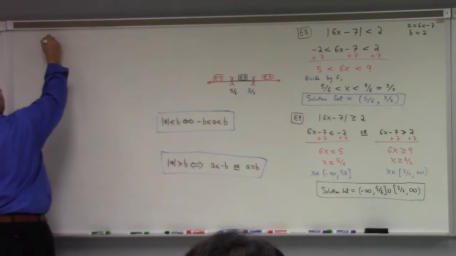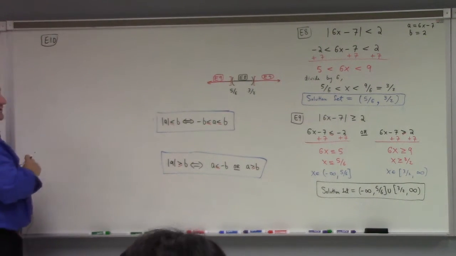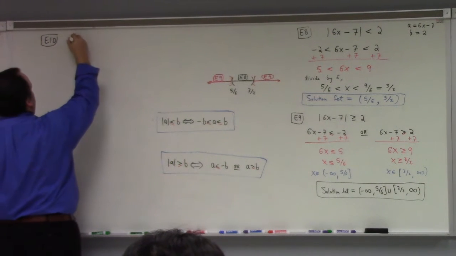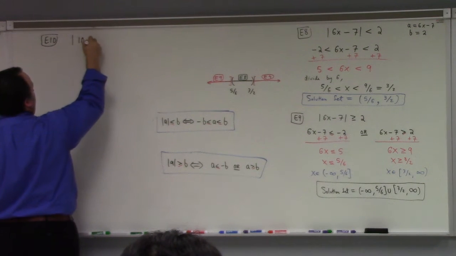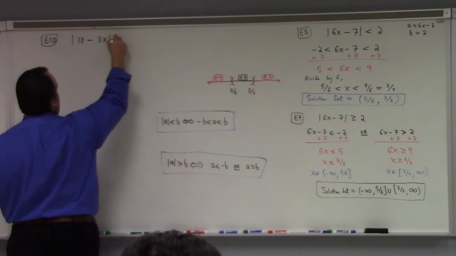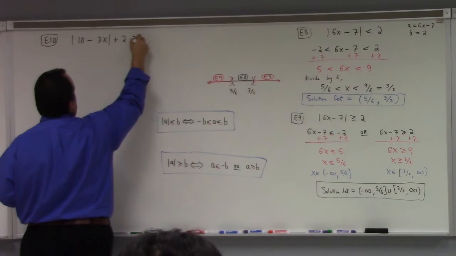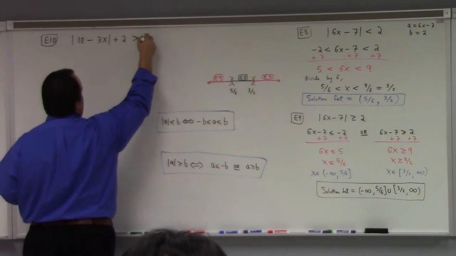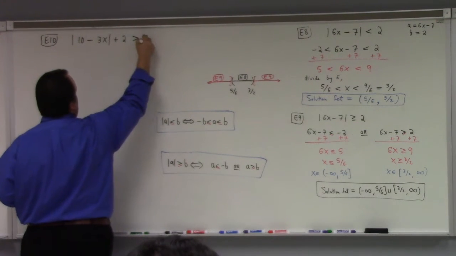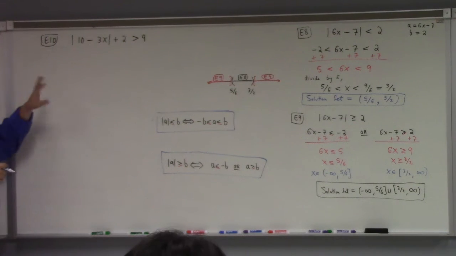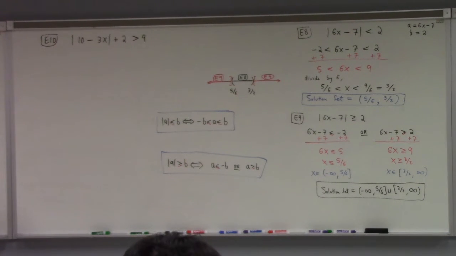Here, let's work another one that's a little bit more tricky. Absolute value of 10 minus 3x plus 2 greater than 1. Well, let's make that a 9 there. If I made it a 1, then that would say that the absolute value is greater than minus 1. And that's true, but the answer is just everything.